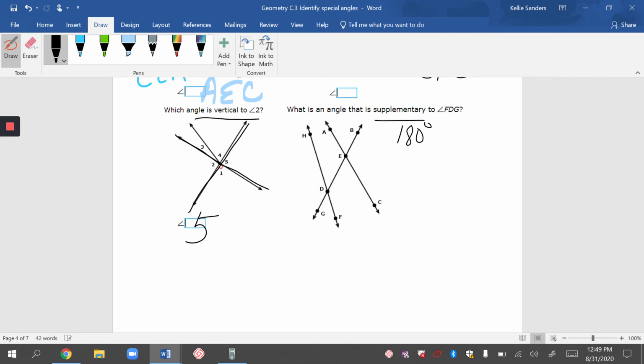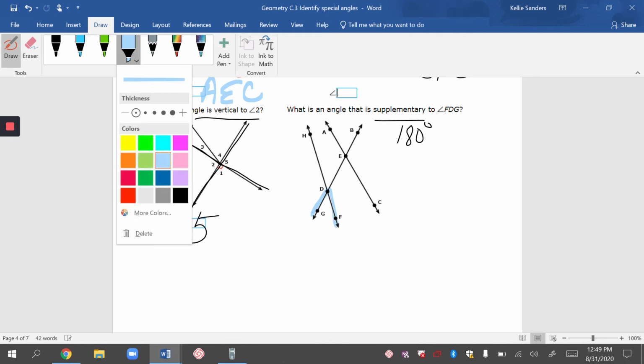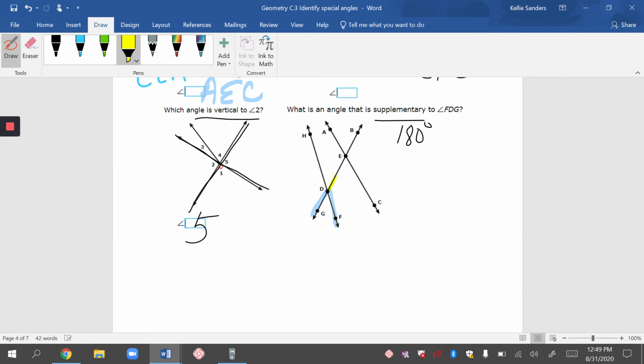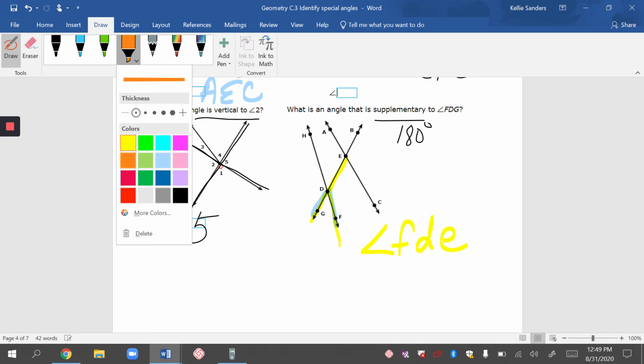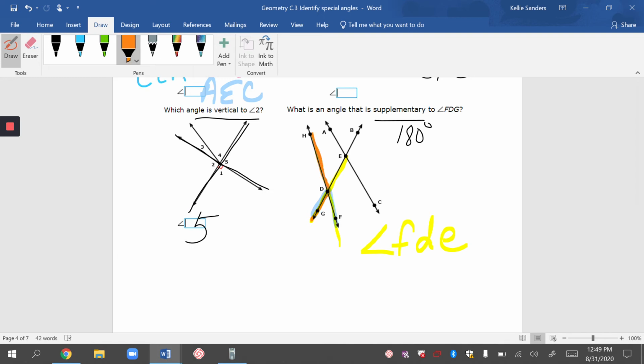All right. Which angle is supplementary, 180, to FDG? There are 2 correct answers on this. This would be angle FDE, and then this one, which would be angle GDH, because they complete that line. That's what supplementary means.